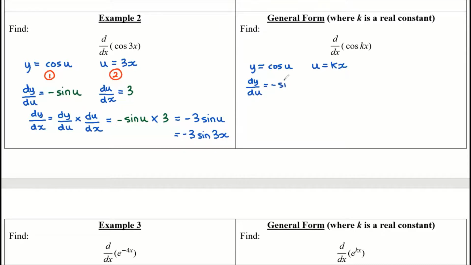So dy by du would be negative sine u. Du by dx would simply just become k because it's a constant. And when we combine the two together, dy by dx, that's going to give us negative sine u multiplied by k, which is, of course, negative k sine u, and then again substitute the u back in. So that's going to be negative k sine of kx.